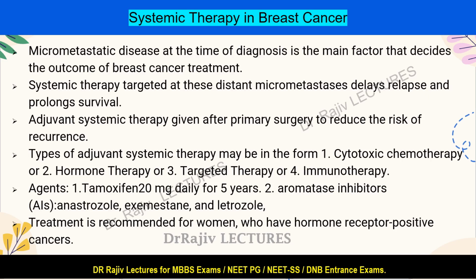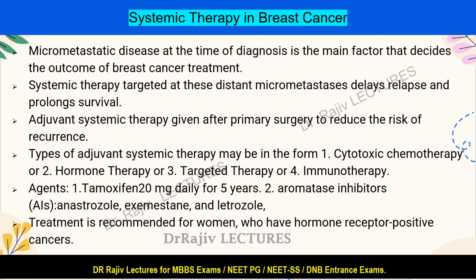Many international clinical trials have shown that the appropriate use of adjuvant chemotherapy or hormone therapy may result in an absolute improvement in survival rates of up to 10% at 15 years. Adjuvant systemic therapy is a treatment given after primary surgery to reduce the risk of recurrence by targeting and eliminating any remaining distant cancer cells away from the primary tumor site. It may be in the form of cytotoxic chemotherapy, hormone therapy, targeted therapy, or immunotherapy.